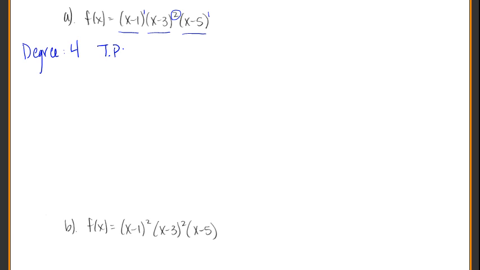Remember, turning points are always your degree minus 1, and that tells you when you're going to go from increasing to decreasing and back to increasing. Always subtract 1 from your degree to get the turning points, and 4 minus 1 is 3.